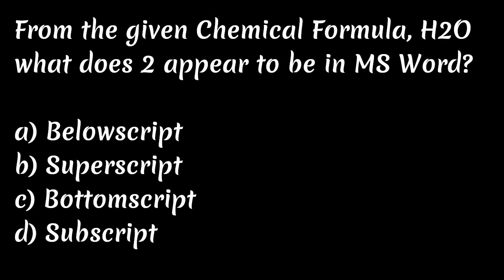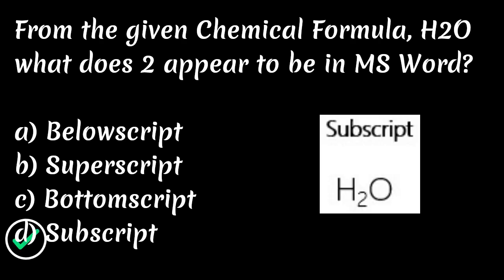Question 20. From the given chemical formula, H2O, what does 2 appear to be in MS Word? A. Below script. B. Superscript. C. Bottom script. D. Subscript. Answer D. Subscript.